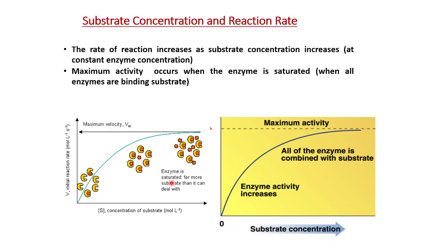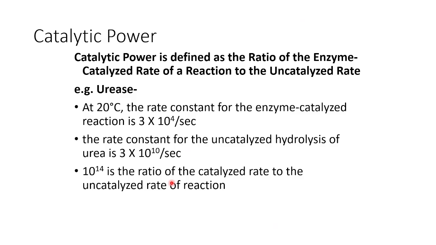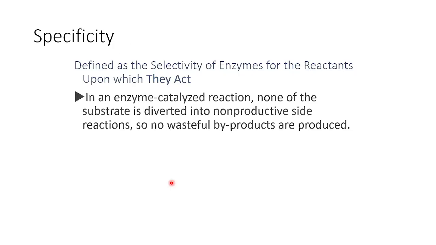So these are quite the basic things about enzymes. And then you have certain substrate concentration and the reaction rate that is quite required for the understanding of enzymes. The rate of a reaction increases as the substrate concentration increases. Then maximum activity occurs when the enzyme is saturated with substrate, that is, when all the enzymes are binding the substrate. Then comes the catalytic power. Catalytic power is defined as the ratio of the enzyme catalyzed rate of a reaction to the uncatalyzed rate. You can find some examples and the rate constants over here.